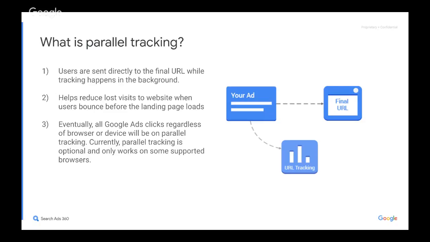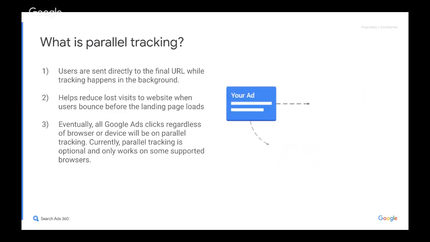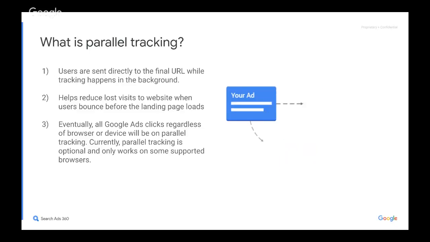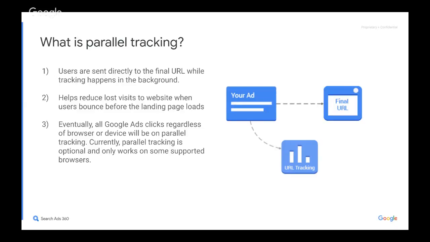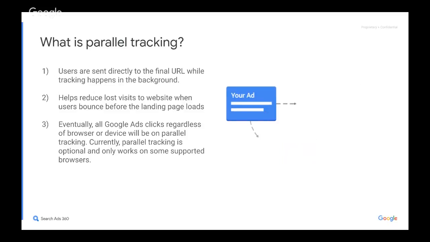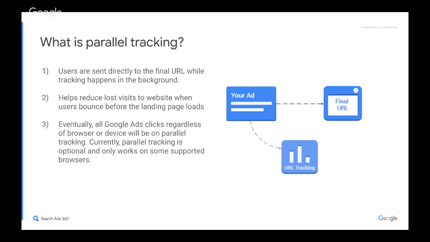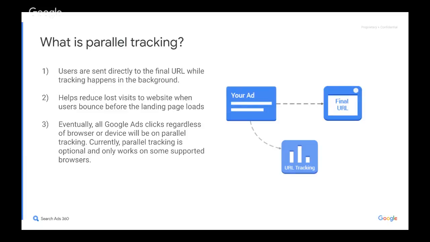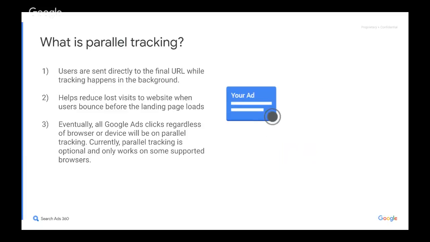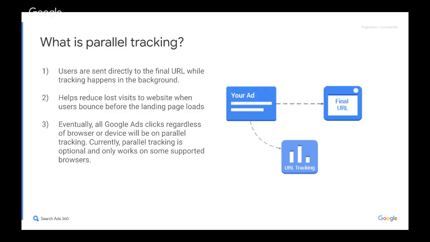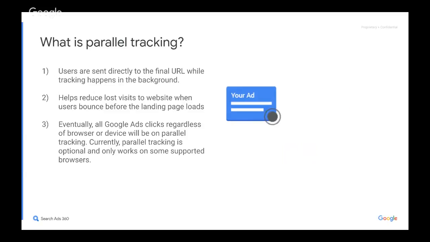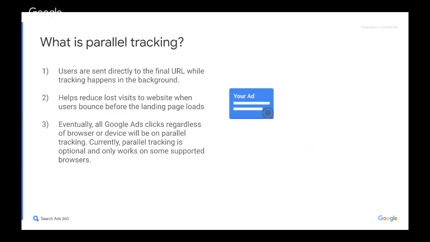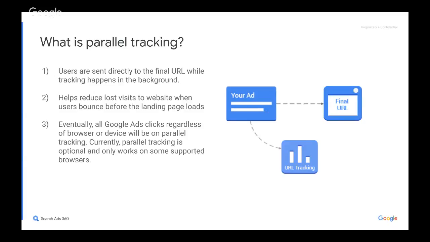So Search Ads 360 appends or gathers information about a click by redirecting the user through a click server before the user actually reaches the final URL or the actual landing page they are interested in. And if those steps happen one after the other, it increases how much time is needed between the click and actually reaching the website that is desired. And therefore, AdWords, or Google Ads as it's called now, is introducing parallel tracking.